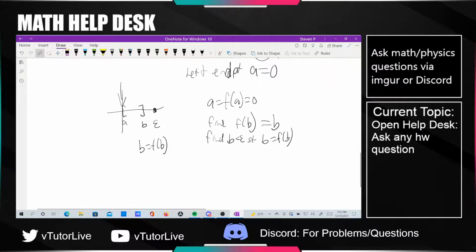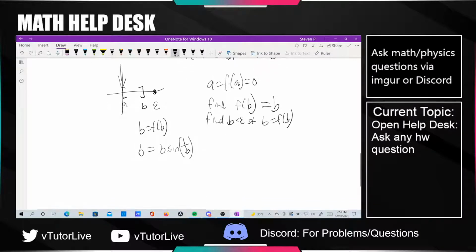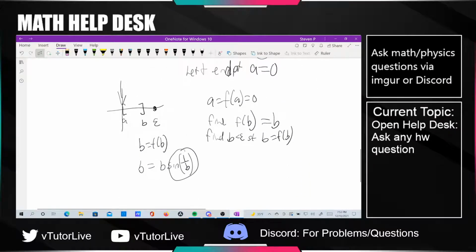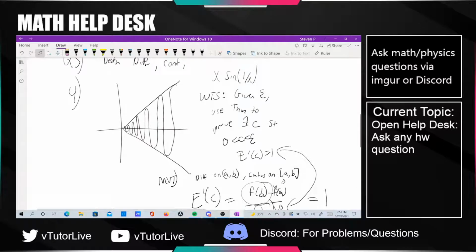And what is f(b)? This is saying b is equal to b sine of 1 over b. So this happens whenever sine of 1 over b is 1, right? Intuitively, this is a point where b is equal to f(b), and this is another, and so on and so forth. Every single time that happens, b is equal to f(b) at one of the peaks. You see what I'm getting at here?